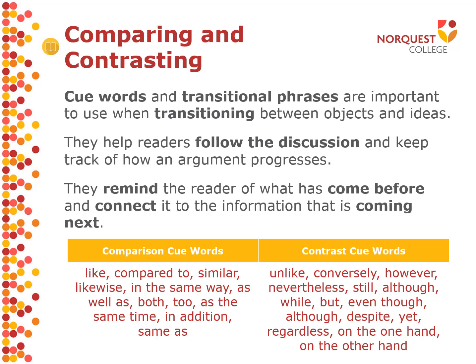Contrast cue words include unlike, conversely, however, nevertheless, still, although, while, but, even though, despite, yet, regardless, on one hand, on the other hand. These cue words indicate that there's contrast. They help the reader connect the information before the cue word to show that it's contrasting with the information after the cue word. Again, they help the reader follow the discussion and keep track of the argument.